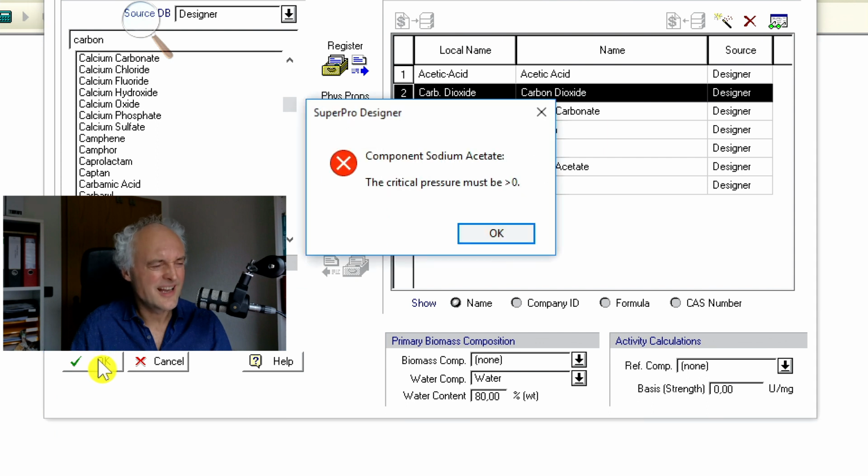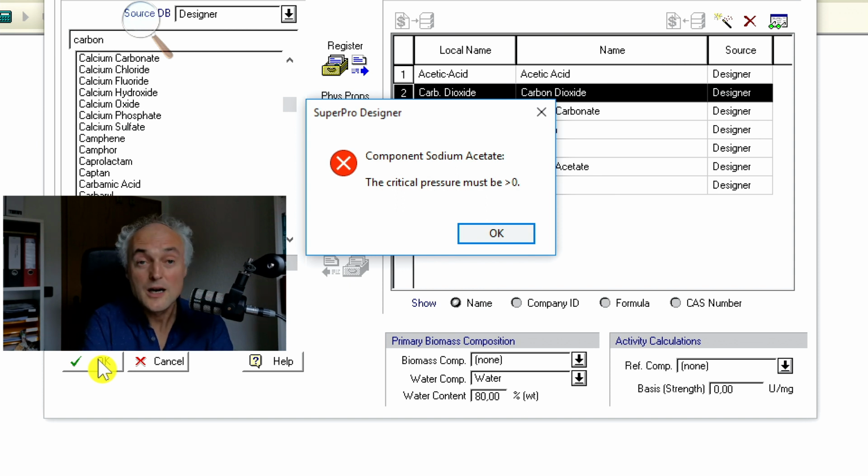Okay. And now, component sodium acetate. Now we come to the problem that for the component sodium acetate, the pressure must be above 0. And you remember, we have neglected it. And now the software tells us this is not a good idea to neglect that. Without this value, I don't allow you to proceed. Now what next? The trick is, we didn't care about that.